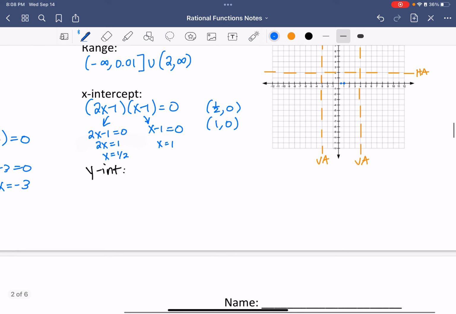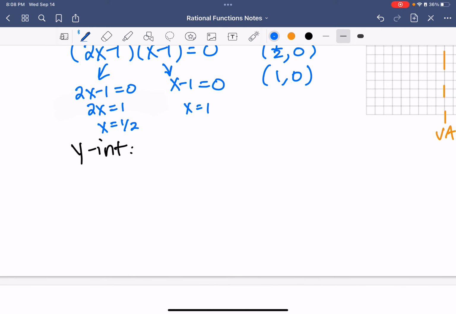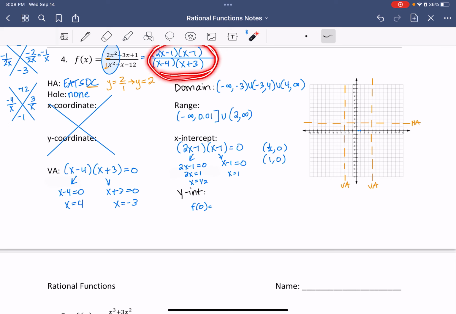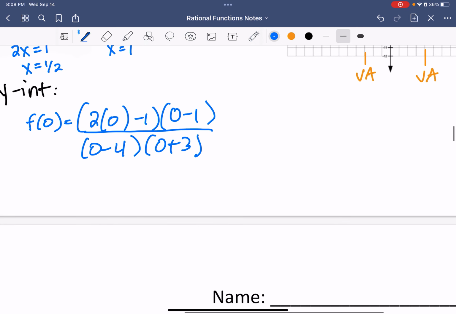And then let's do the y-intercept where we put in f of 0, okay? Now, because when we factored, it didn't simplify, we're going to have kind of a long one here. But in all of these 4 x's, I'm going to be putting in a 0 to find the y-intercept. Okay, so that's 2 times 0 minus 1 times 0 minus 1 all over 0 minus 4 times 0 plus 3. Okay, so 2 times 0 is 0.